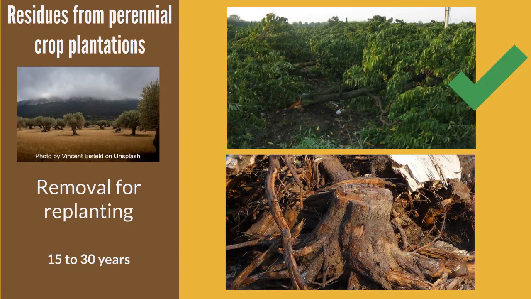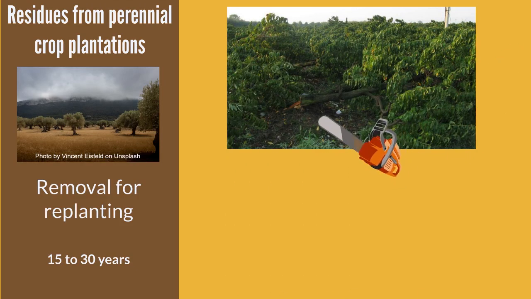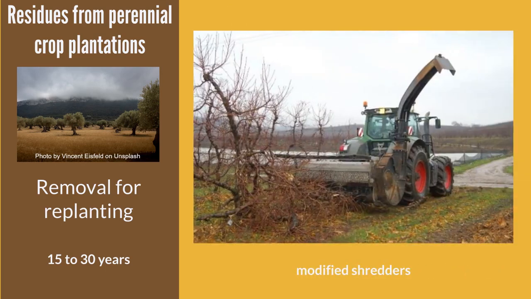Stems give a high yield of clean biomass. However, converting the stumps into biomass is more problematic. Felling can be done with a chainsaw, but the productivity of this operation is particularly low. Alternatively, it is possible to use modified shredders that cut and shred plants. However, this produces a low-quality biomass, which generally does not pay the cost of the operation.